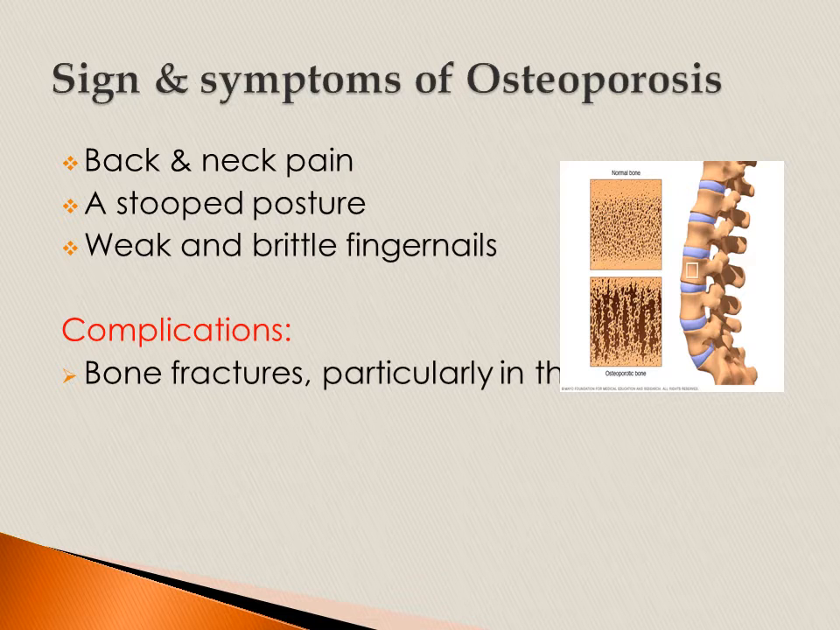Then you have to know the signs and symptoms of osteoporosis. Signs include pain, back pain as well as neck pain and pain at the local affected site. You can also see a stooped posture, a curved spine, and weak and brittle fingernails. Complications you have to know: the main complication is bone fracture, particularly in the hip bone and vertebrae, spine bone and hip bone.